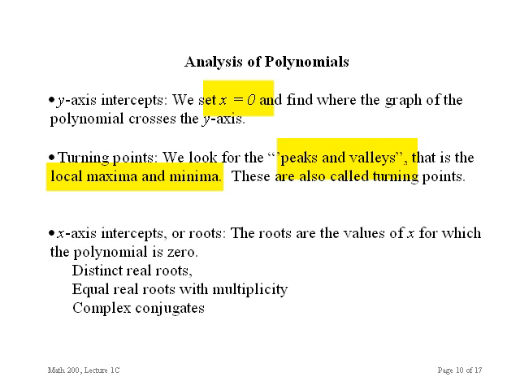And then we have the x-axis intercepts, or the roots, sometimes called the zeros. Roots are the values of x for which the polynomial is 0. Of course, there can be distinct real roots. There can be equal roots, but they will have a multiplicity. And sometimes there's complex conjugates, although not in this class. The significance of complex conjugates in terms of graphing is that you can't graph them on the xy plane.